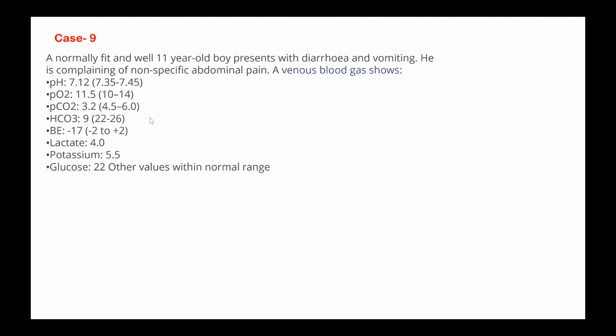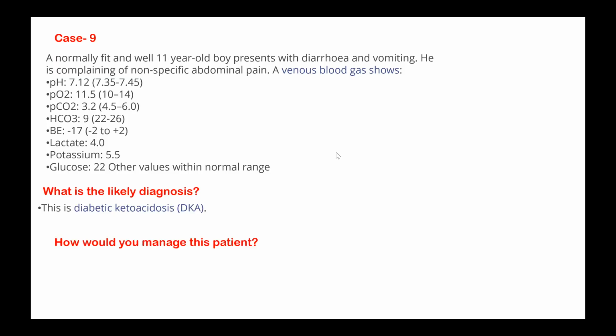So what is the likely diagnosis? Metabolic acidosis, sir. Diabetic ketoacidosis, DKA, because the child is only 11 years old. What type of diabetes? Type 1 diabetes mellitus, juvenile type 1 diabetes.